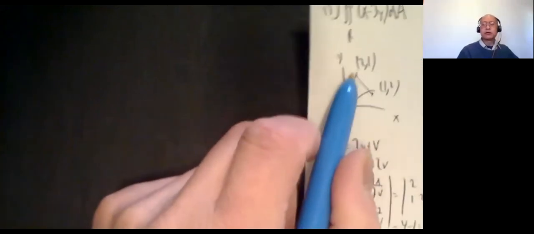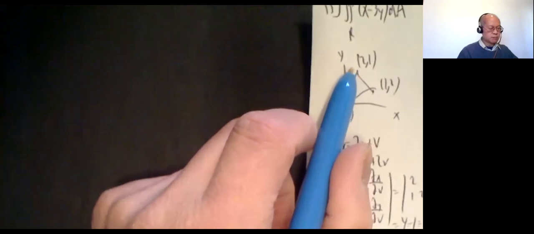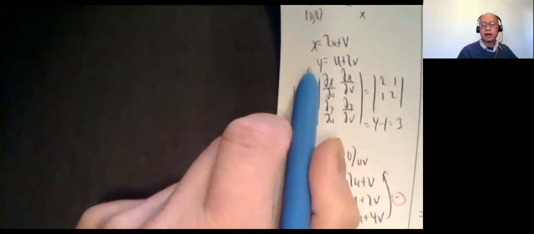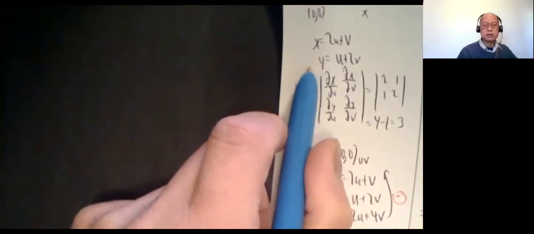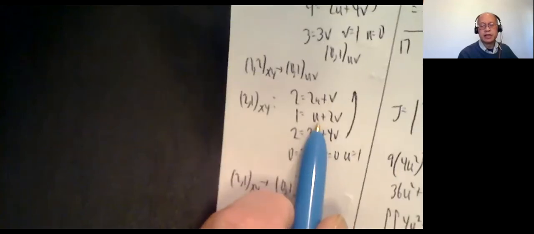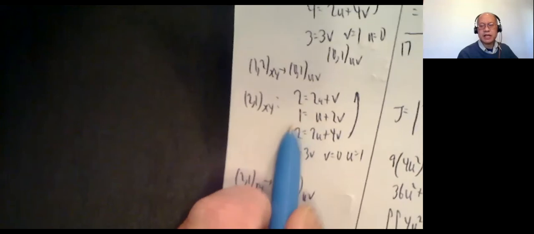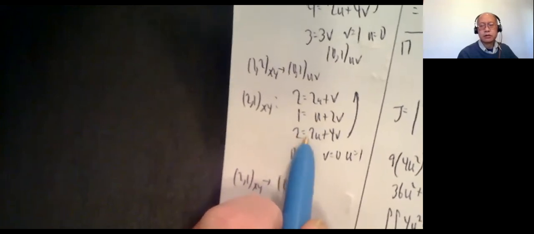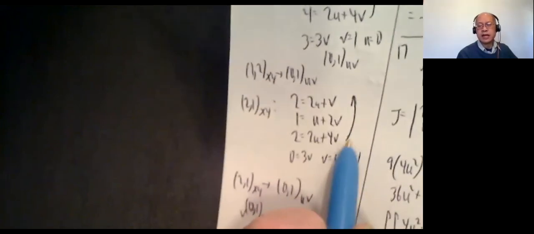And now the last point, 2, 1. That means x is 2, y is 1. Again, two equations and two unknowns: 2 equals 2u plus v, 1 equals u plus 2v. I play the same trick, the numbers are pretty much identical. Multiply the second equation by 2: 2 equals 2u plus 4v, and then I subtract.